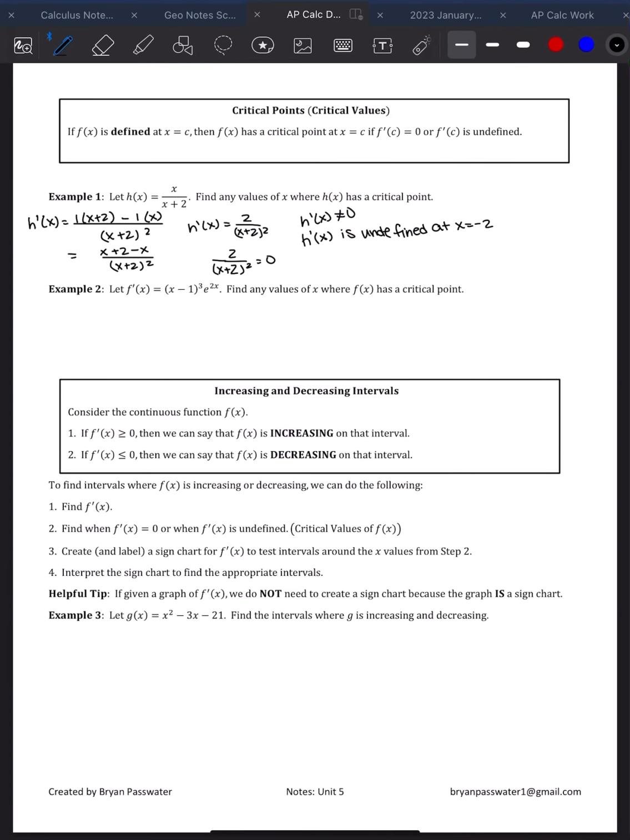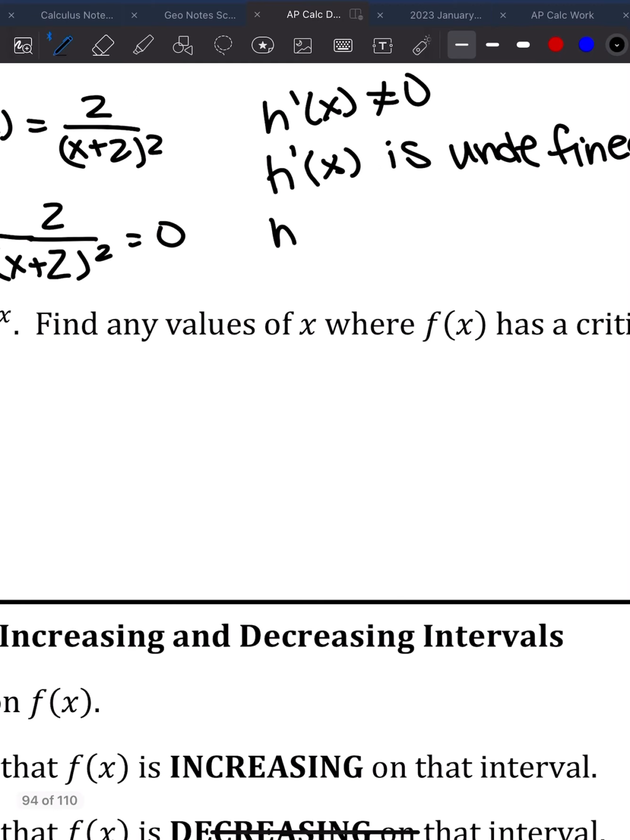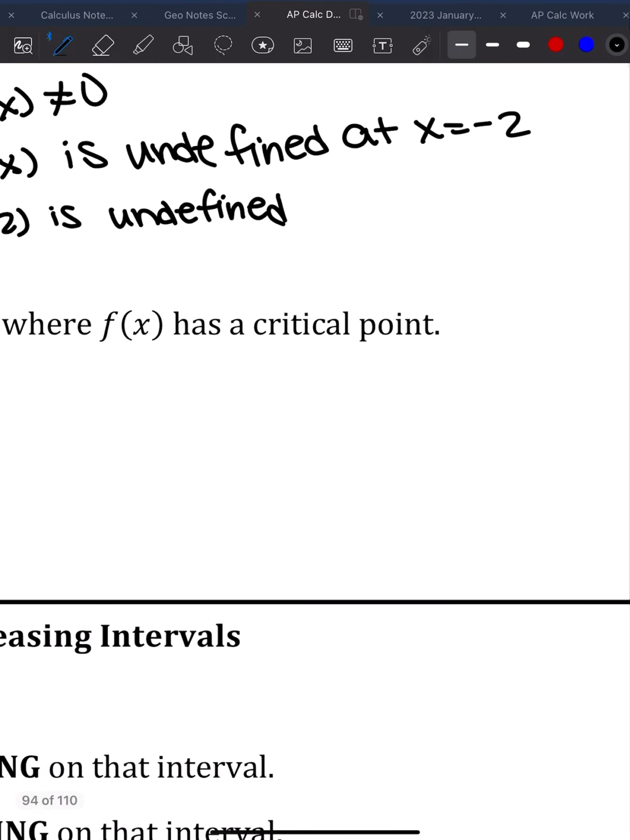The other thing that we need to keep in mind is what happens when we put in -2 to that x value for h of x. So when we plug in -2 for h of x, we are going to get an undefined function. So because h of -2 is not defined, we can say that there are no critical points for h of x.